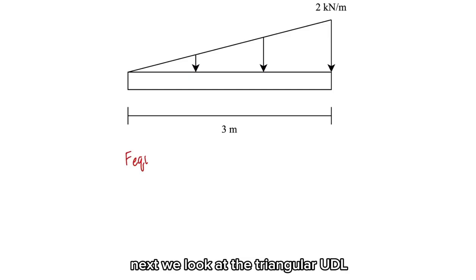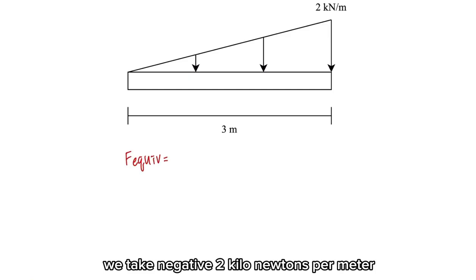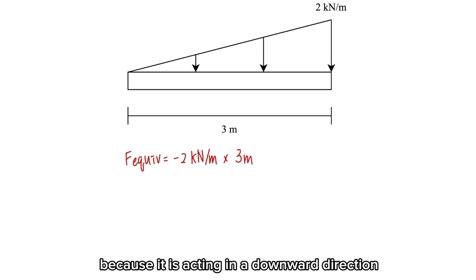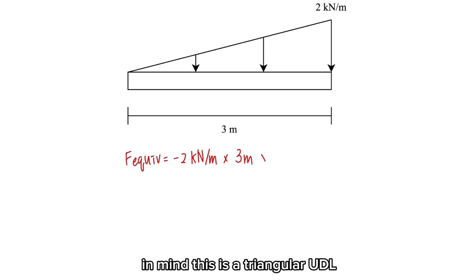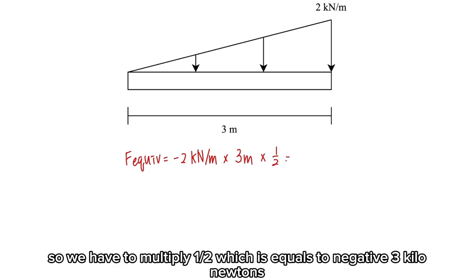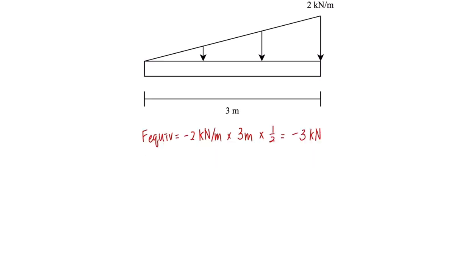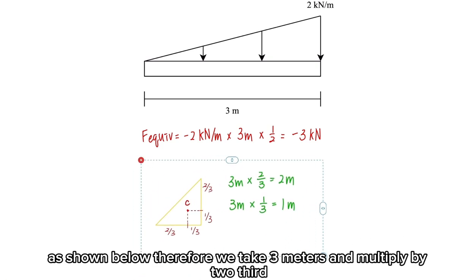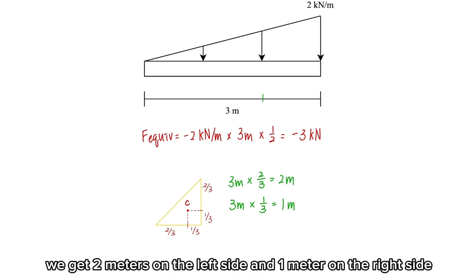Next, we look at the triangular UDL. We take negative 2 kN per meter and multiply the length of 3 meters. Negative because it is acting in a downward direction. Keep in mind that this is a triangular UDL, so we have to multiply by 1/2, which equals negative 3 kN. The centroid of a right-angled triangle is distributed by thirds, as shown below. Therefore, we take 3 meters and multiply by 2/3. We get 2 meters on the left side and 1 meter on the right side.